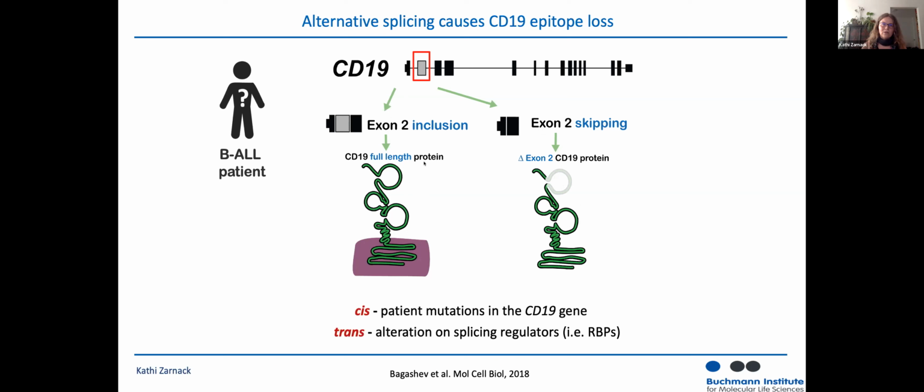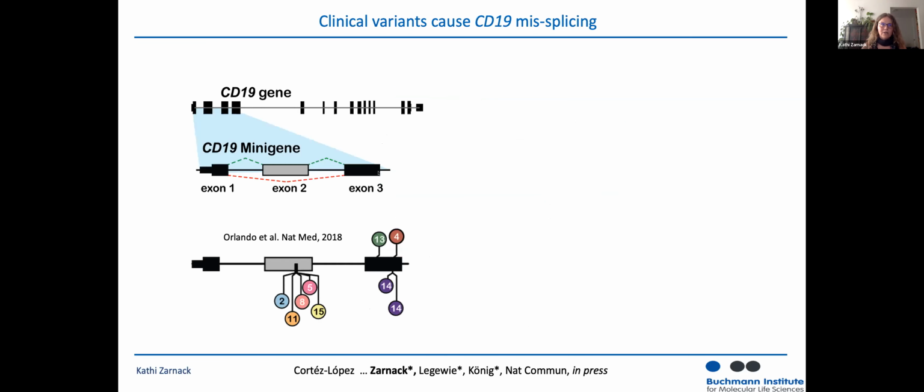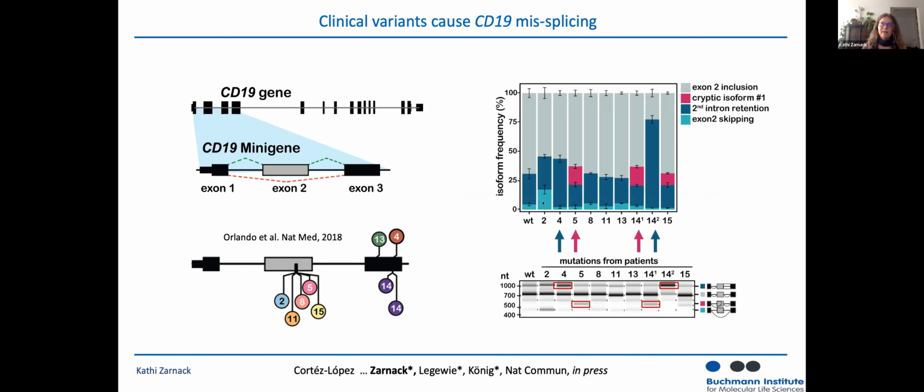And so we were interested to learn more about this splicing event and to understand both the regulation in cis, so to learn about patient mutations that change the alternative splicing, and also learn about the involved splicing regulators. And in the first step, to test whether there are actually patient mutations that change the alternative splicing, we developed a mini gene construct shown here with the alternative exon in the middle and the two flanks in constitutive exon, and then introduced several patient mutations that were presented in this study in Nature Medicine in 2018 that were found in patients after CAR-19 relapse.